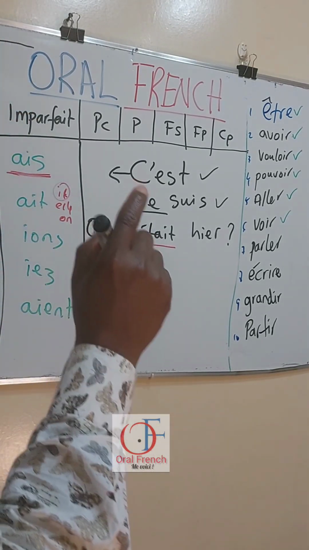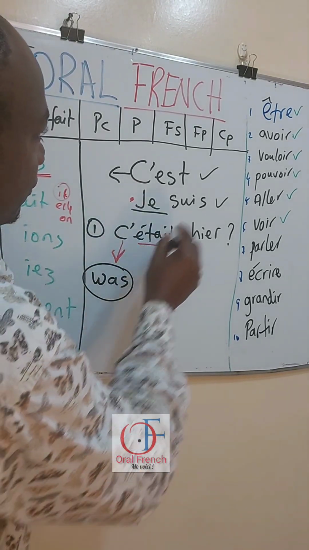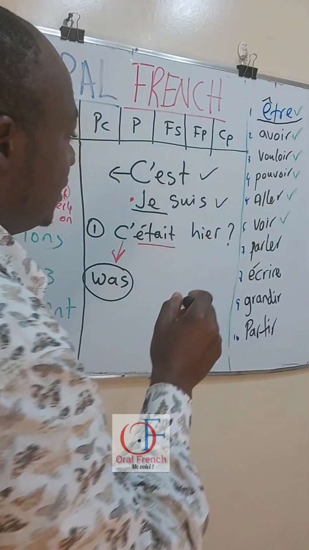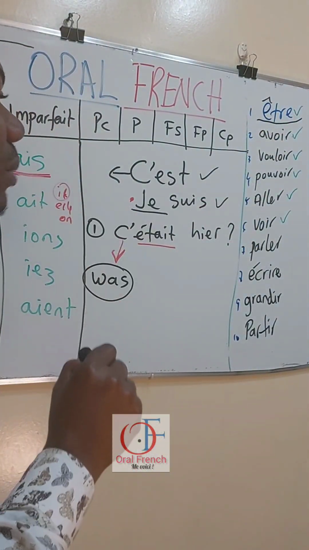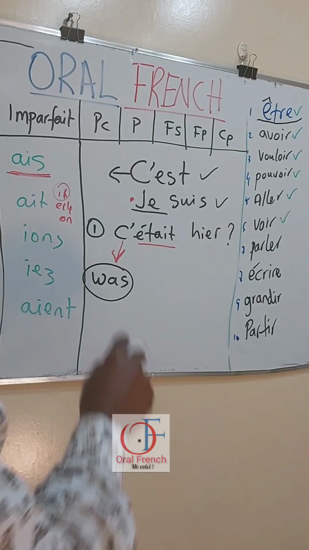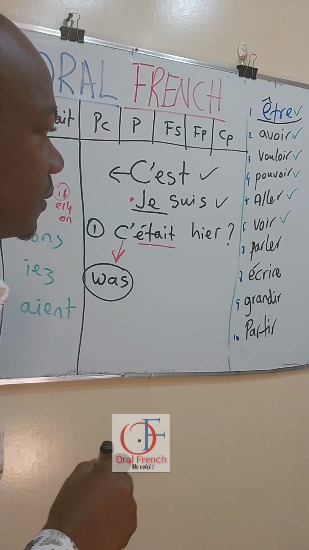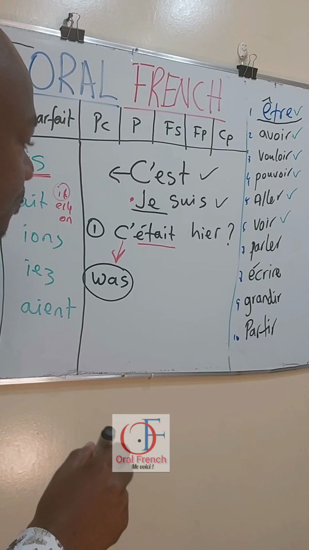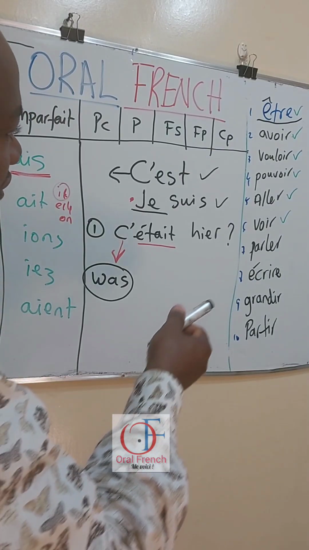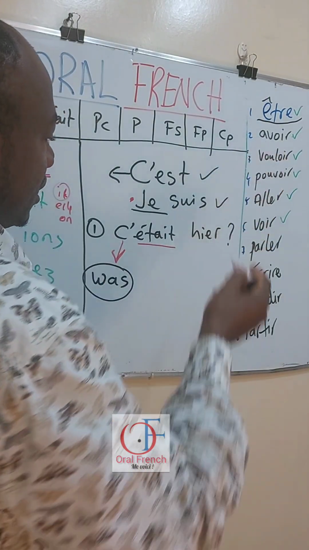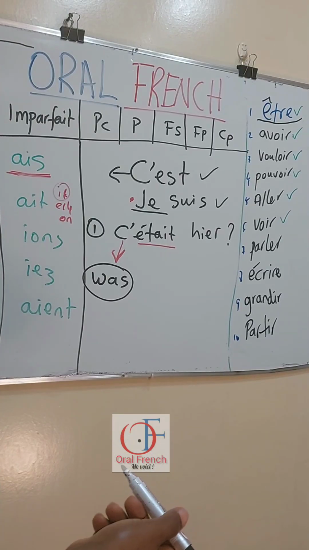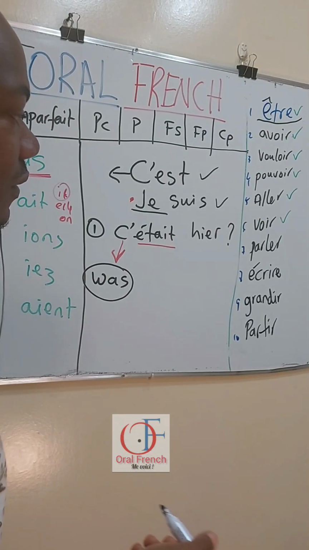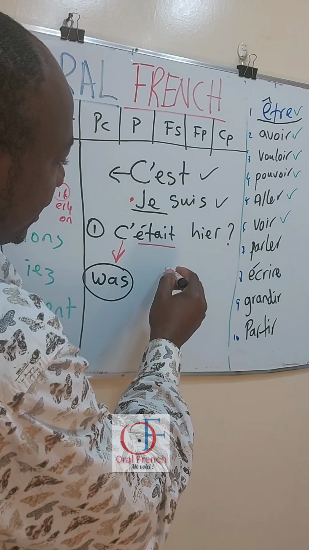Do not get mixed up between this verb être, which has its own imperfect. Was it yesterday? C'était hier. And other verbs like, for example, avoir. If somebody wants to say I was having, the person is going to say j'avais.